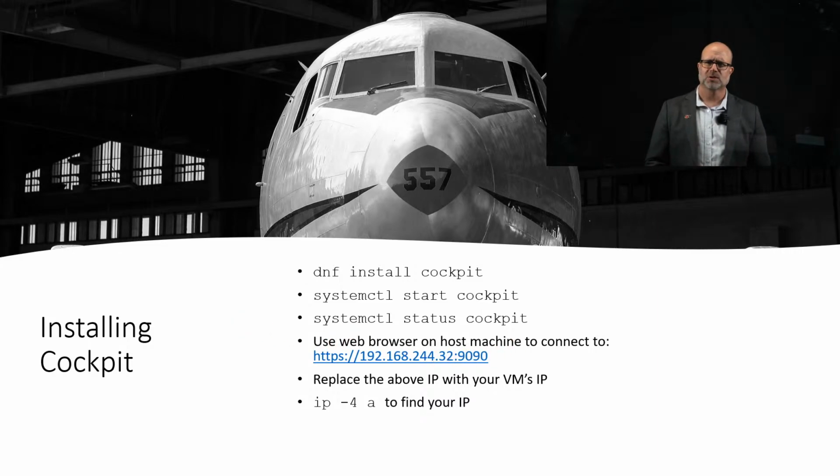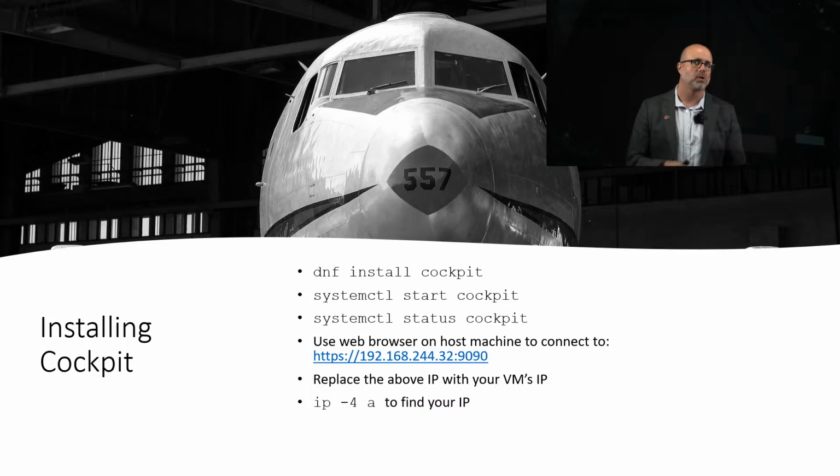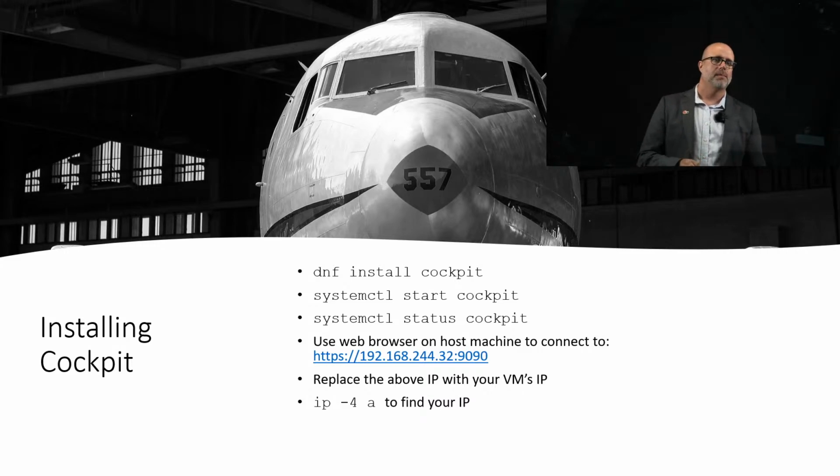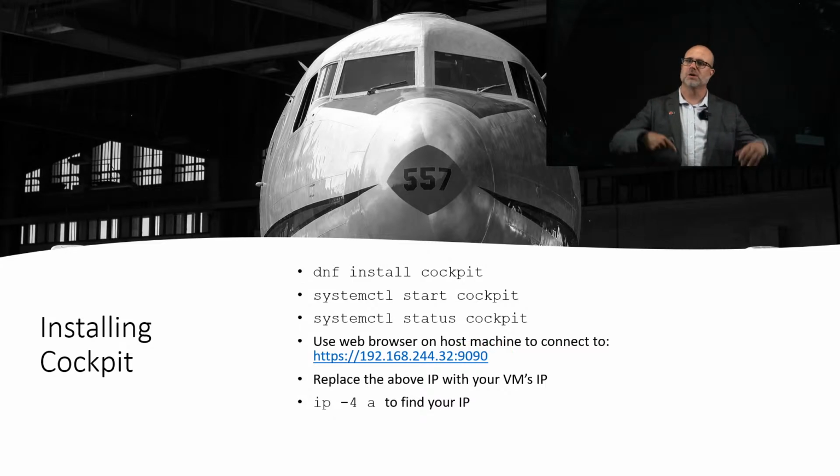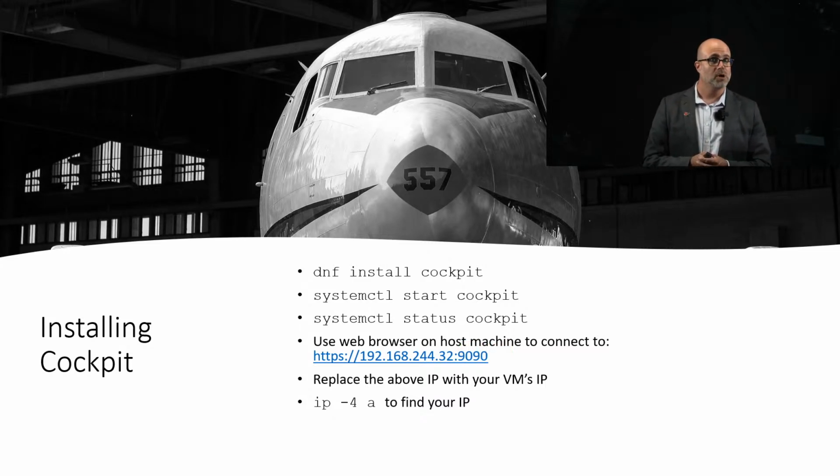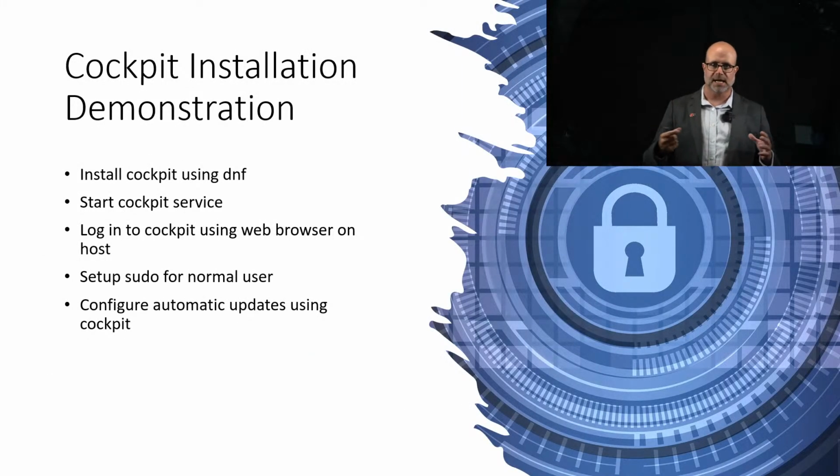And then after it's working, all you have to do is use your web browser on your host machine where VMware is running, and type in https, the IP address of your VM, whatever that was when you ran ip 4a, and then :9090, and that will bring you to an awesome web GUI to manage your server. And I'm going to show you this in this next demonstration.